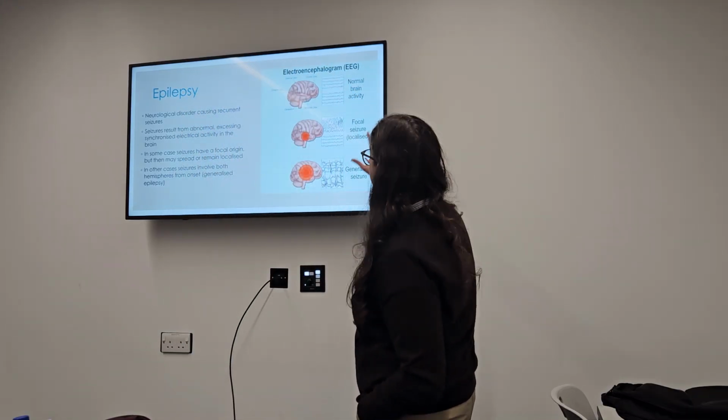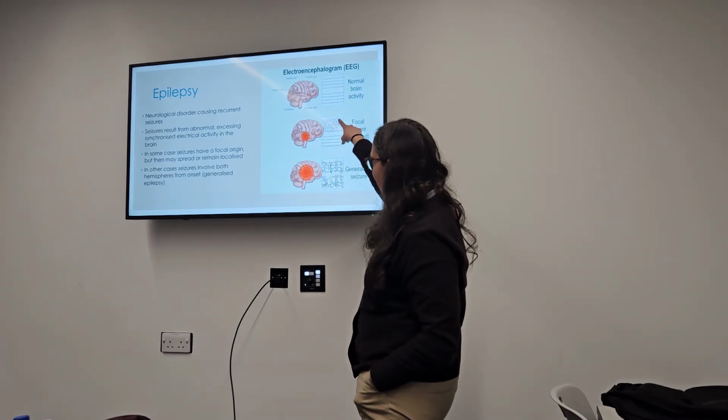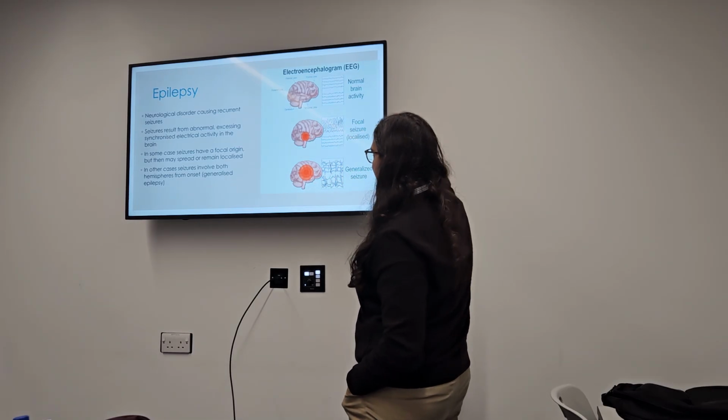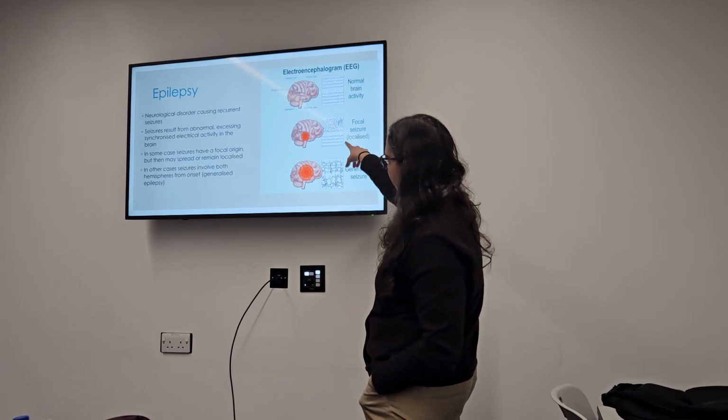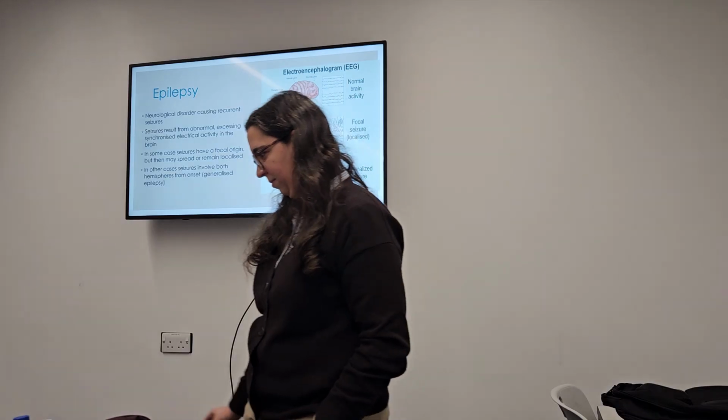So you can see this would be the scalp EEG signal. When it's focal, you can see that specific region will start firing, whereas the other brain regions will look normal. In generalized, it's all over the place.